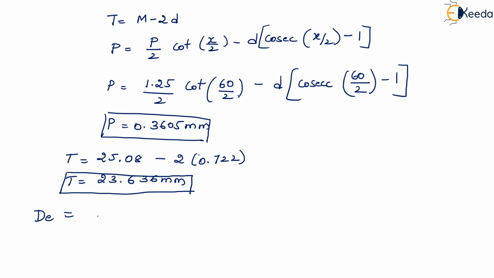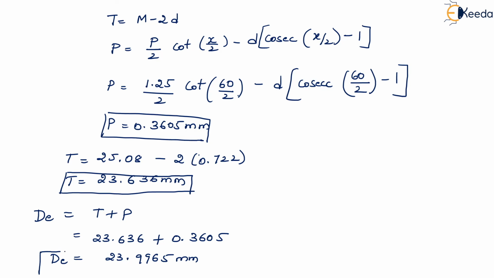Now the effective diameter is T plus P, that is 23.636 plus 0.360. So that will give us 23.9965 mm. So this is the effective diameter value.